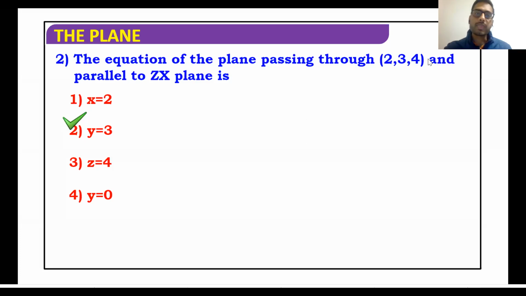Perfect. And third, if it was parallel to yz plane, then the answer would be Omkar is saying 1. That is your first option. X is equal to 2. Perfect.